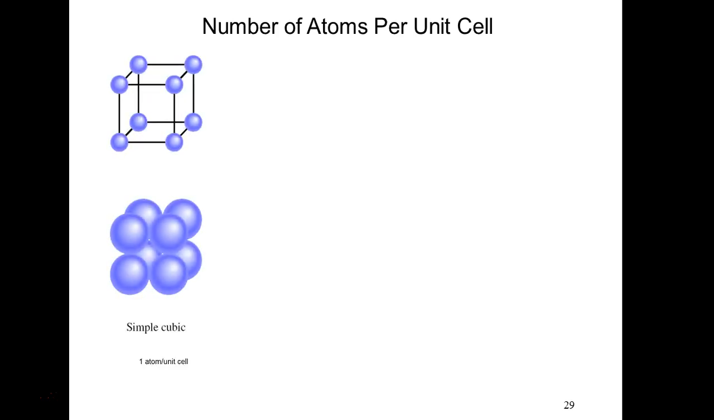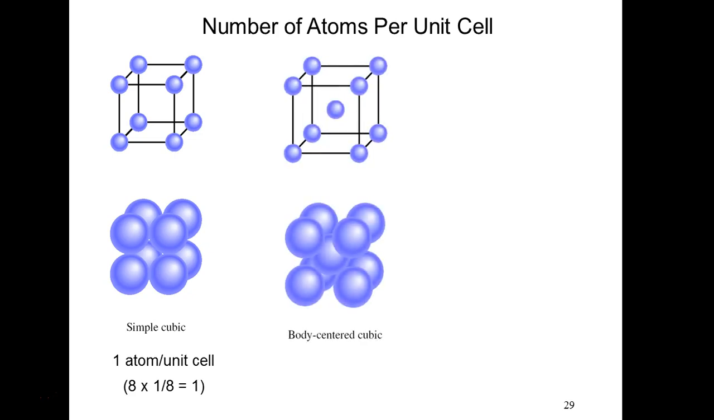So let's talk about the number of atoms per unit cell. I was talking about that before. Simple cubic has 8 atoms, each on a corner. So 8 atoms with 1/8 of the unit cell will be 1 atom per unit cell.